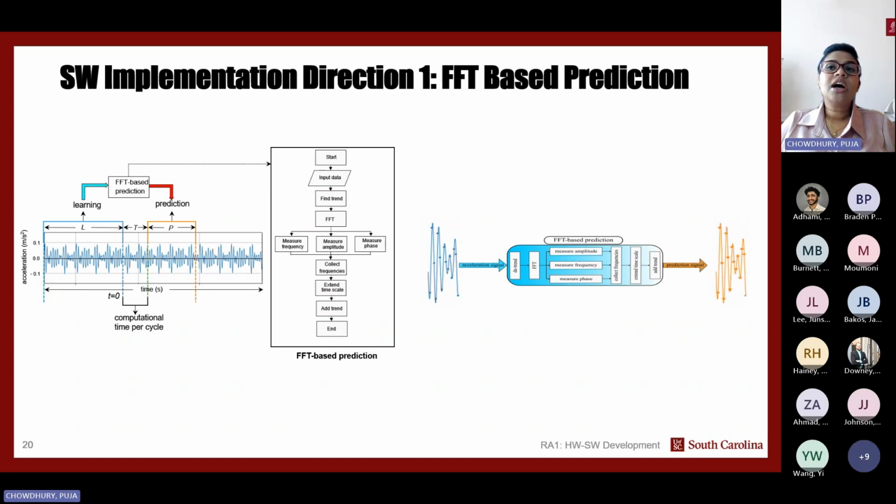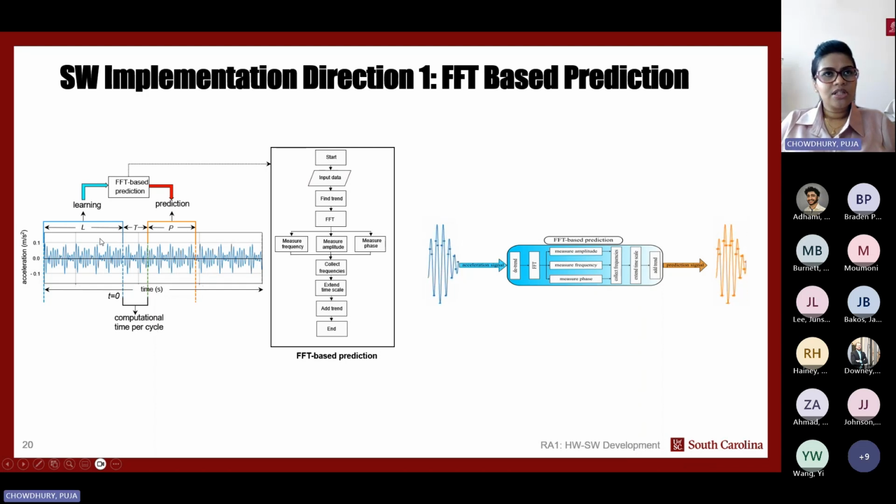After this, we collect a specific number of frequencies which have more impact on the data. Then the next step is the extended time scale. However much we want to predict, that much we extend. And in the next step, we add back the trend that we removed at the beginning of this algorithm. And that's how the overall FFT-based prediction works.